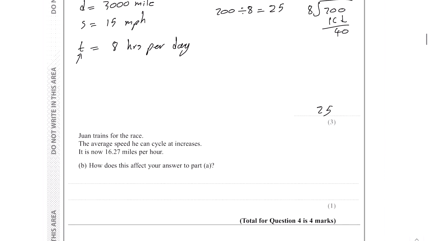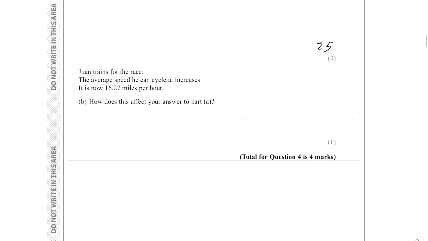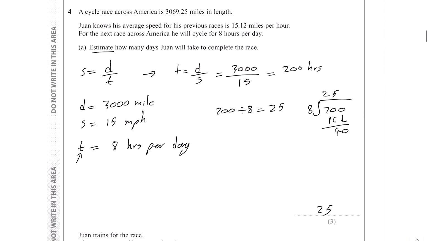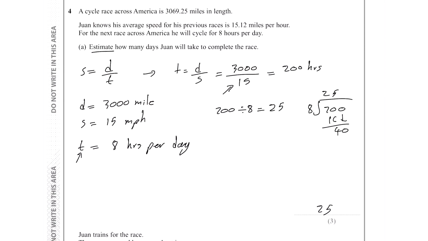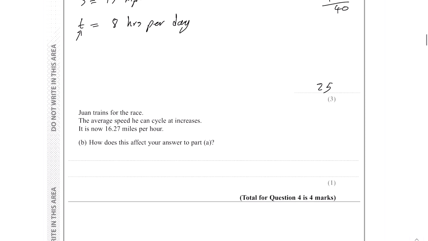So moving on to part B, John trains for the race. The average speed he can cycle increases. Okay, so now he's cycling a little bit faster. How does this affect the answer to part A? Well, if he's cycling a little bit faster, if you come back and look at this equation, that means that number's now gone up. If that number's gone up, that means this value here has gone down. So it takes him less hours and hence less days.